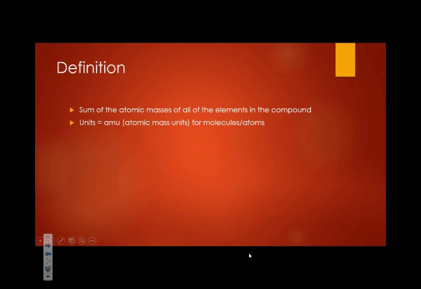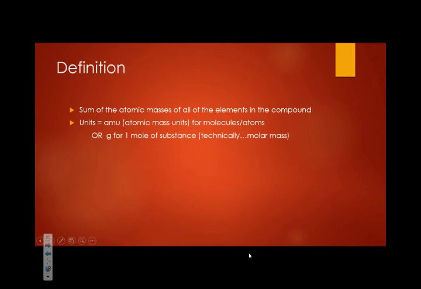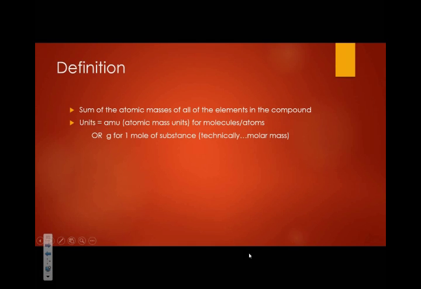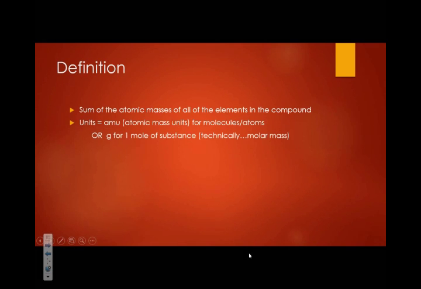Molar mass is very related to the formula mass. So the formula mass is the sum of the atomic masses of all the elements in the compound. And it's given units of atomic mass units when we're talking about a molecule or an atom. The molar mass is the same number, which is fantastic. You already know how to calculate formula masses, so for molar masses, you just swap the units. And instead of saying atomic mass units, now we say it's the number of grams per 1 mole of substance.